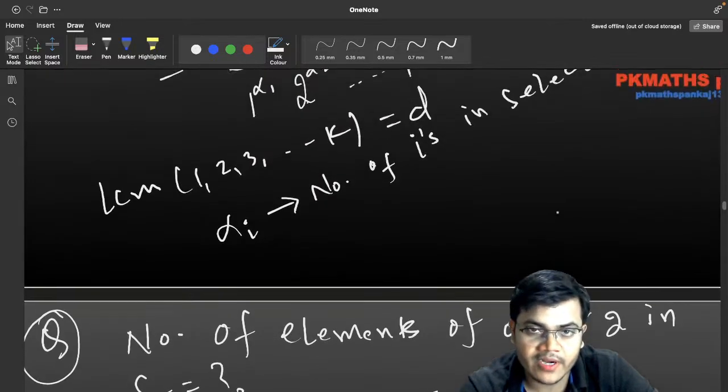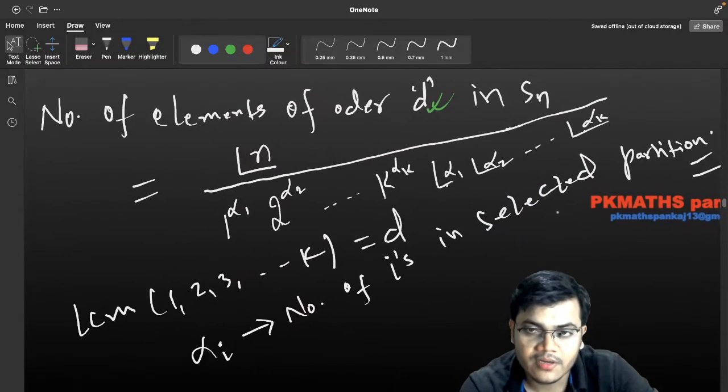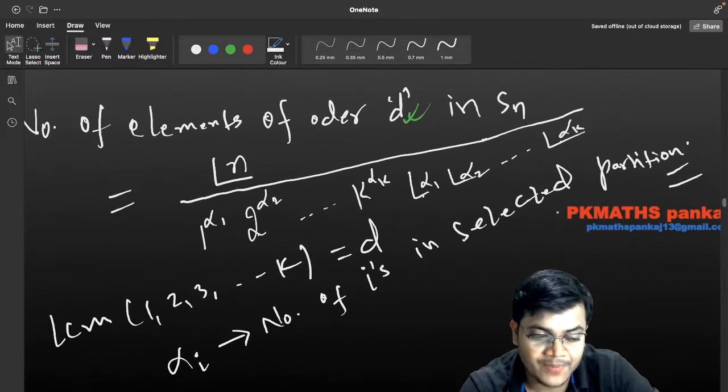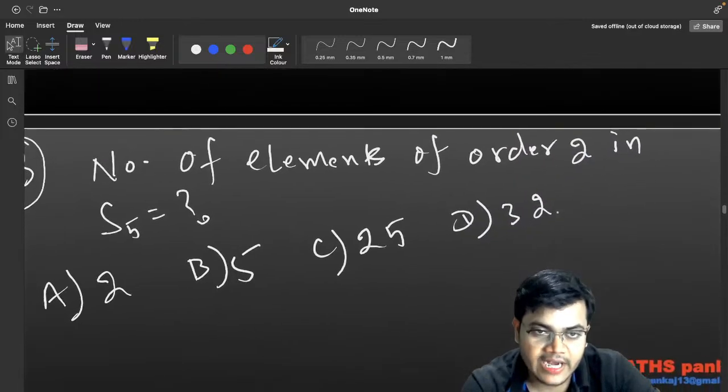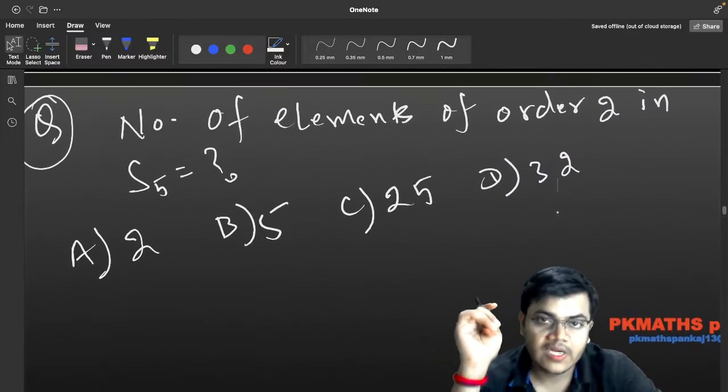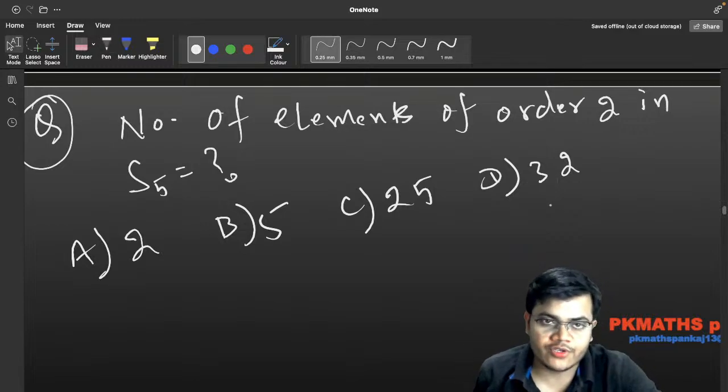Okay, something was given in the partition, the selected partition. I think the formula has already been written by you, and now you are ready to give the answer. Number of elements of order 2 in S5, what do you think?